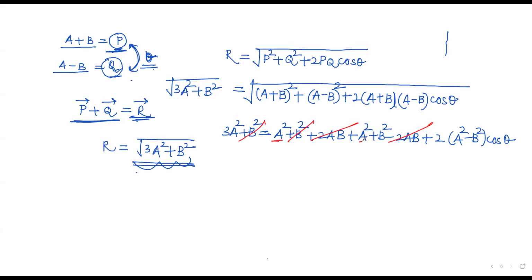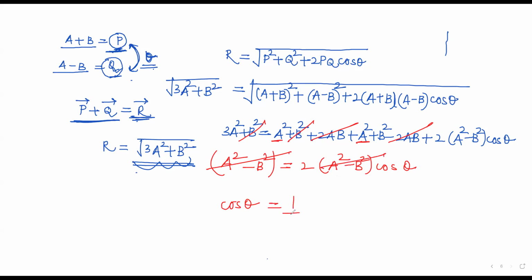3a square minus 2a square is a square. A square minus b square is equal to 2 times a square minus b square cos of theta. So cos theta is, this a square minus b square got cancelled. Cos theta is 1 by 2. What is theta?